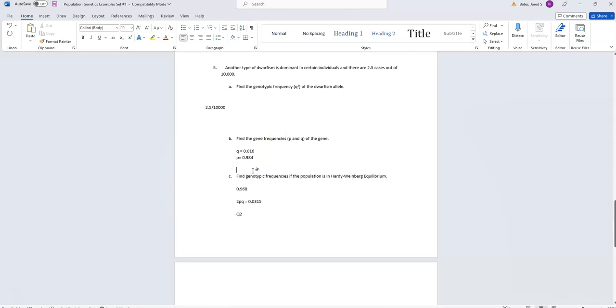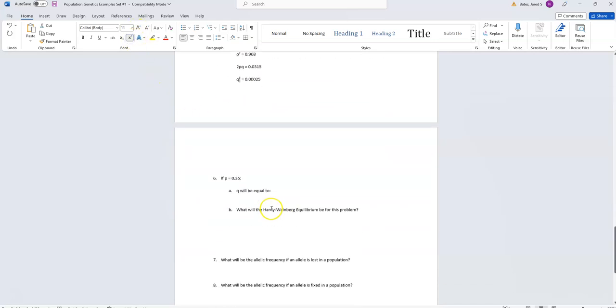Hang on, let me add it, make sure it's all on the same page. It is going to be equal to 0.00025. So that's what you should get, and we're doing the same process that we did in the previous problem.